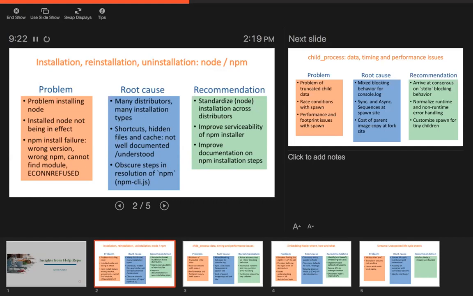I absolutely have no idea what steps are involved within Node.js and npm-cli.js to make any recommendation. But in my opinion, the installation should be standardized across all the distributors. We should have a conversation with all the distributors about how you want to install, uninstall, or upgrade. Should we have a standard protocol or steps that are agreed upon by all the distributors?